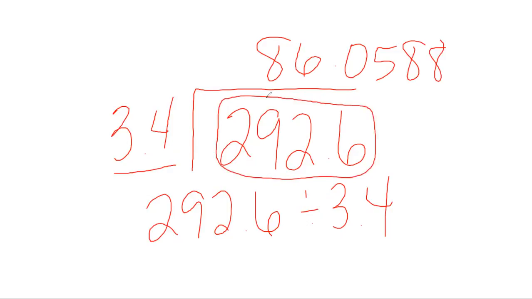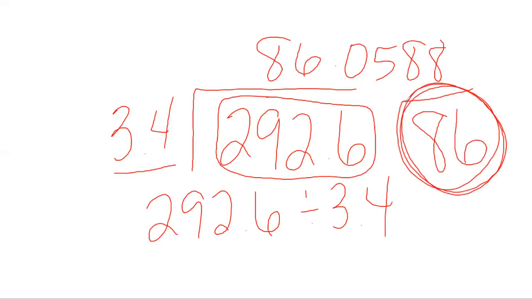Therefore, our final answer should be written to 2 significant digits, because in multiplication or division, the number of significant digits in the answer should be the same as the least number of significant digits in any of the numbers being multiplied or divided. And this least number of significant digits is 2. So we should only have 2 significant digits in our answer. So when we round 86.0588, our answer is rounded to 2 significant digits, and 86 becomes the correct answer.